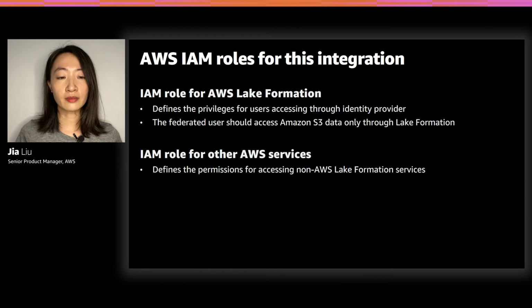A little bit more about the IAM roles for Lake Formation. There are also two roles for Lake Formation integration. The first role is called IAM role for AWS Lake Formation. It defines the privileges for users accessing through the identity provider. And the federated user should access Amazon S3 data only through Lake Formation. The other role is called IAM role for other AWS services. It can define the permissions for accessing non-AWS Lake Formation services.